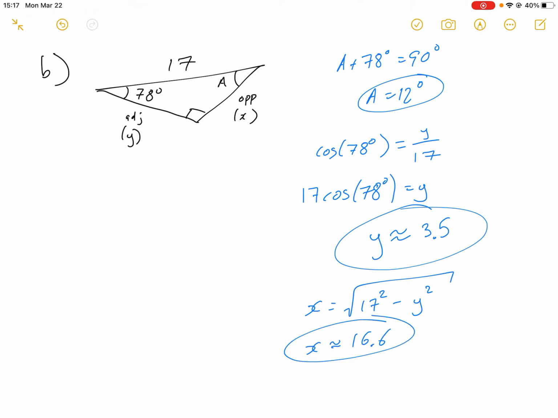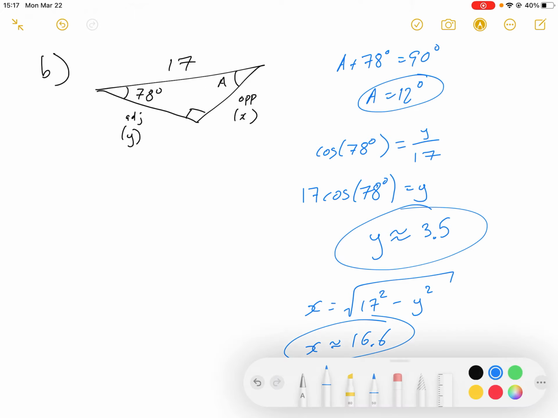There you have it. So I did another problem. You saw another example on how you might solve this.